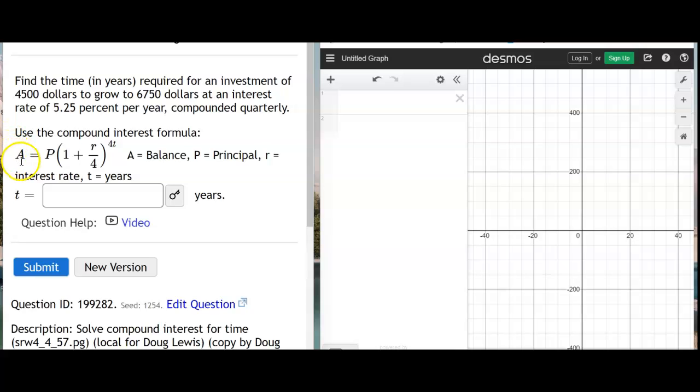And A stands for the amount in the account. P is the principal of the account. So A is the account balance. P is the principal. R is the interest rate. We write that as a decimal. And T is the number of years.